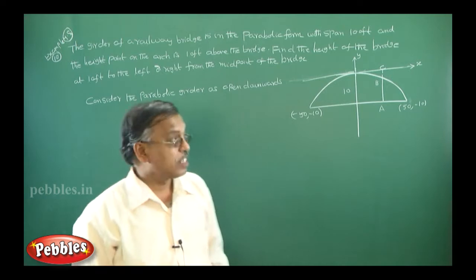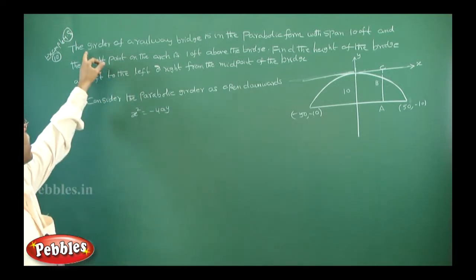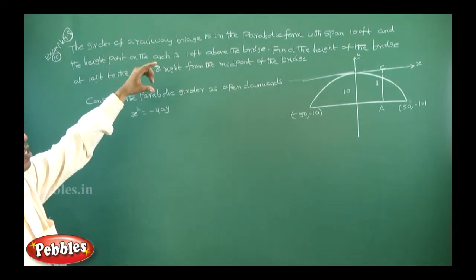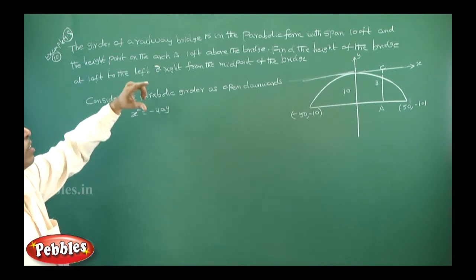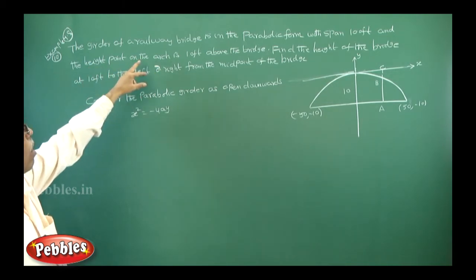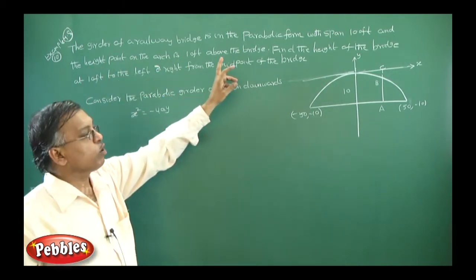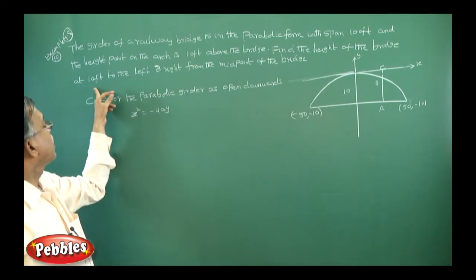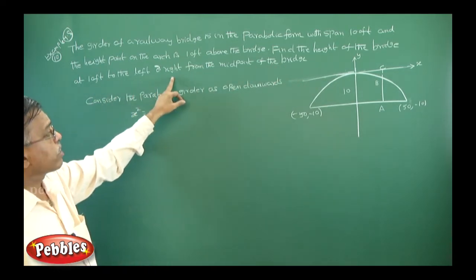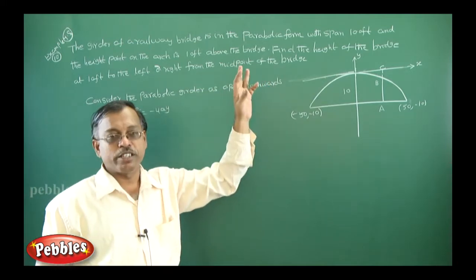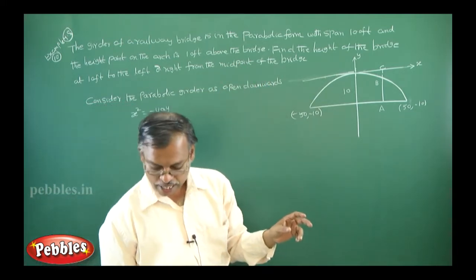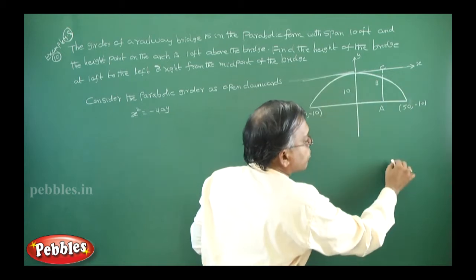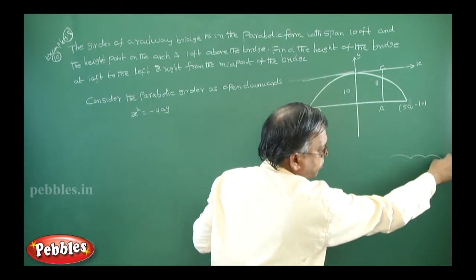Now first one, listen here. The girder of a railway bridge is in the parabolic form with span 100 feet and the highest point on the arch is 10 feet above the bridge. Then find the height of the bridge at 10 feet to the left or right from the midpoint of the bridge. That means what? Here the shape of the bridge is given like this, like a girder. Like if you saw the railway bridge, it will be like this.